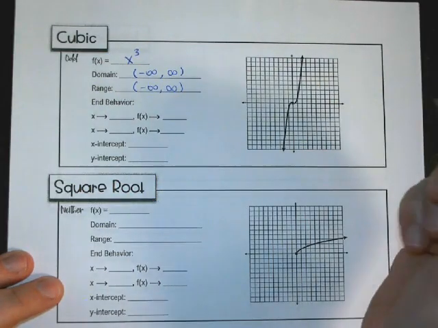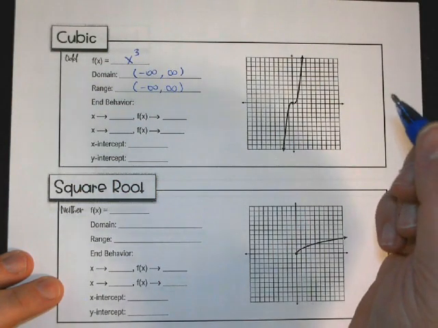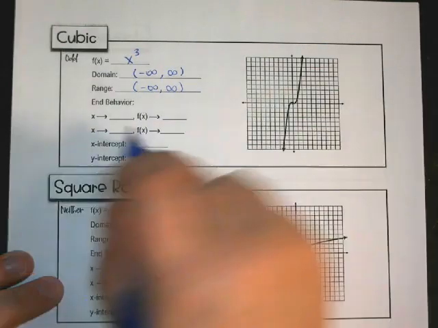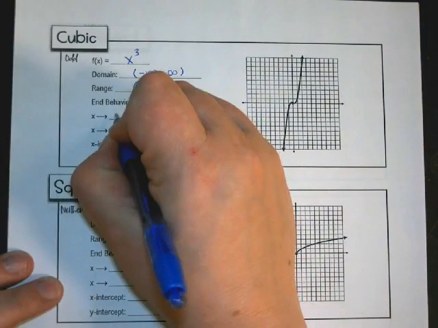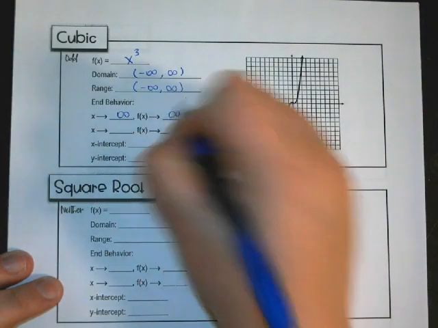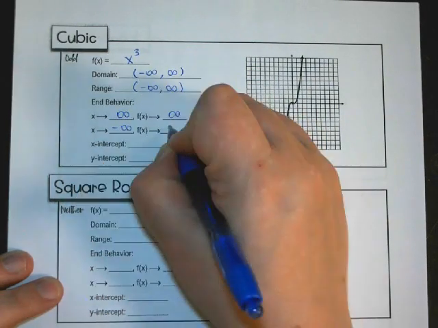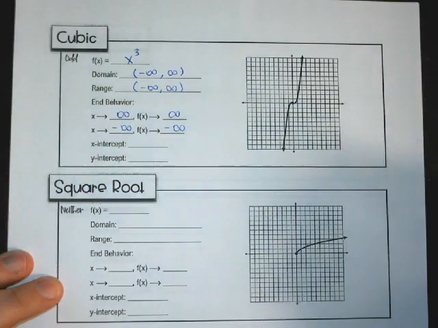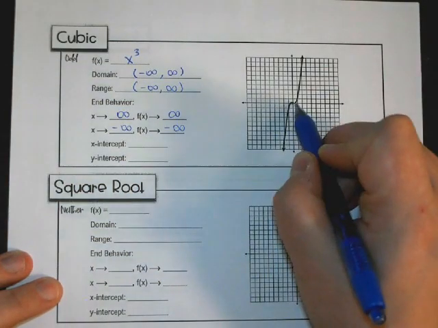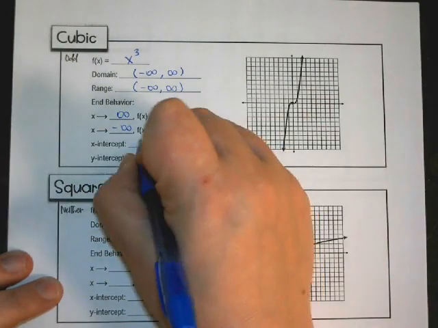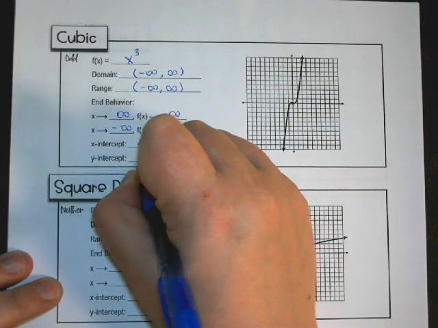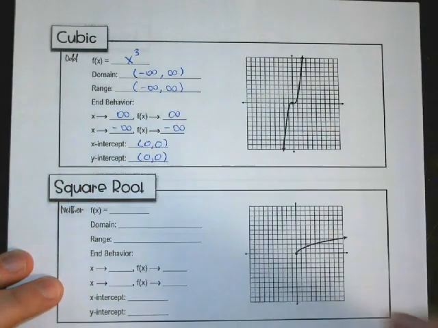And things are going to look an awful lot like that linear page. So my end behavior will be positive infinity, positive infinity. As I go increasingly negative, I will also go increasingly negative in the y. And I cross both axes at 0, 0 and 0, 0.